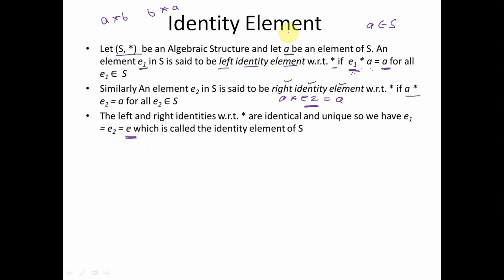Let's take a simple example. If I take the case Z and plus, the set of integers and the operation is addition, then the identity element is 0. You add anything to 0, it will remain the same. 2 plus 0 is 2. Minus 3 plus 0 is minus 3. But if I talk about Z and multiplication, now the identity element becomes 1. So the identity element depends upon the operation.